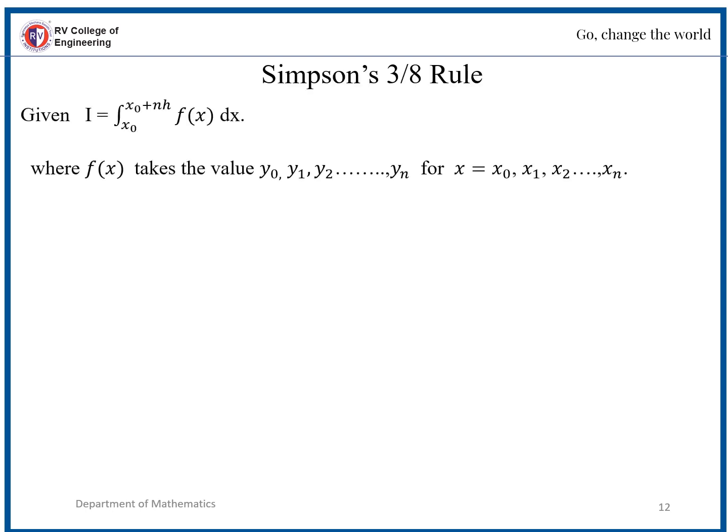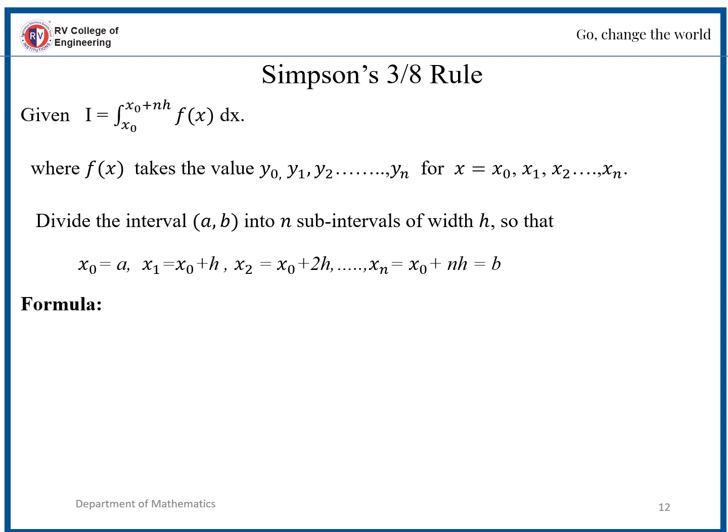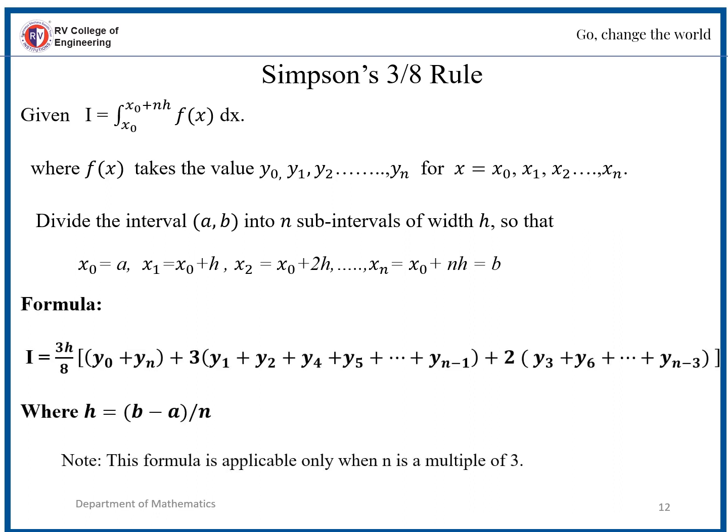Let us now discuss Simpson's 3/8 rule. Given I is equal to the integral from x0 to x0 plus nh of f of x dx, where f of x takes the values y0, y1, y2 to yn for the corresponding values of x, which are x0, x1 to xn. Let us divide the interval x0 to x0 plus nh into n sub-intervals of width h, such that x0 is equal to a, x1 is x0 plus h, x2 is x0 plus 2h, and so on to xn is x0 plus nh, and that is equal to b.